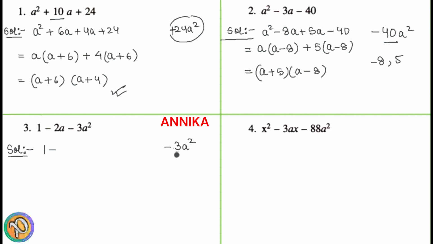Okay, let's proceed. That would then be 1 minus 3a plus a minus 3 square. So the numbers are 1 and minus 3, right? Yes, sir. So we can write it as 1a, that is a, minus 3a, minus 3a square.